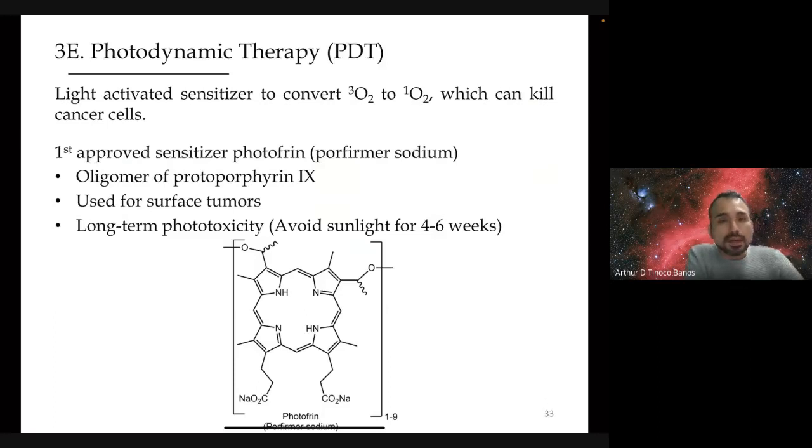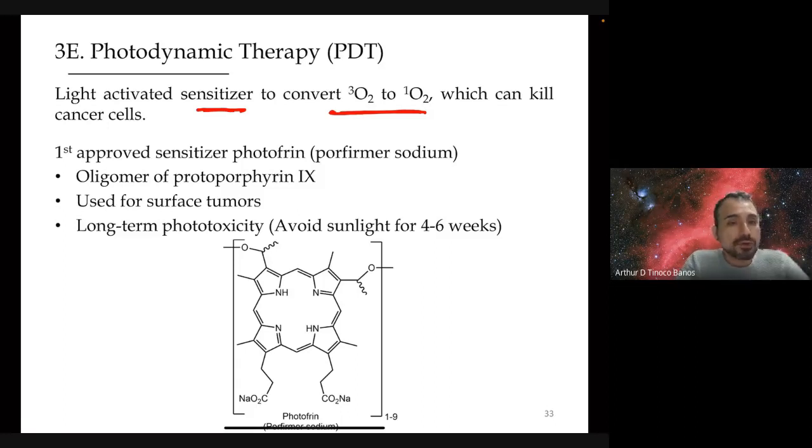All right. And the last thing that I want to present to you as far as a built-in response, because you will in the future have a chance to talk about this idea of a built-in response in compounds, is photodynamic therapy, or PDT, which at present largely focuses on the use of oxygen, especially within the cellular environment. This is a light-activated sensitizer to convert the triplet form of oxygen into the singlet form of oxygen, which can kill cancer cells. Right.